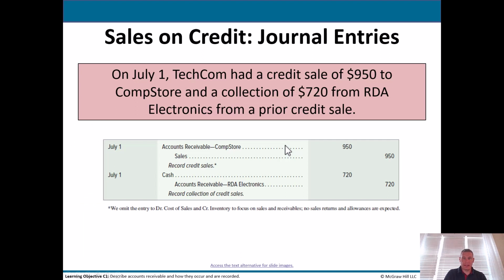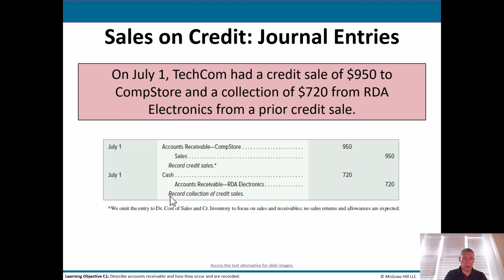So credit sales, journal entries. Let's take a look at an example of a journal entry for a credit sale. On July 1, Techcom had a credit sale of 950 to CompStore and a collection of 720 from RDA Electronics from a previous credit sale. The first entry we see here, we have a debit, an increase to accounts receivable for 950, and of course a credit increase to sales. So it's just recording, okay, we made a sale, we've got accounts receivable, we haven't got the money yet, but we'll get it in the future.